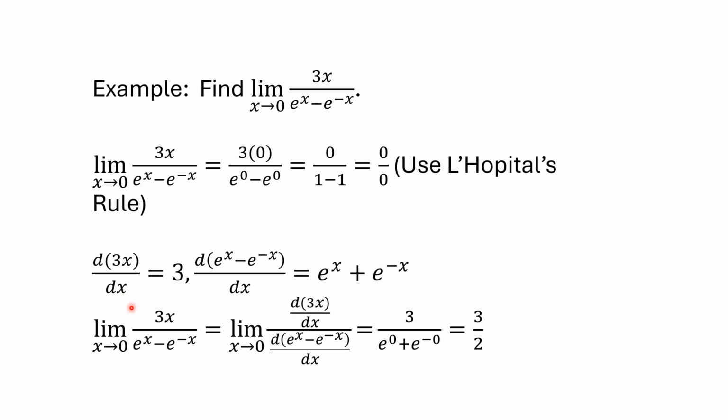The derivative of 3x with respect to x is 3. The derivative of e to the x minus e to the negative x dx is e to the x plus e to the negative x. So our original limit here is equal to the limit of the ratio of the two derivatives, which is 3 over e to the 0 plus e to the 0, or 3/2. Now we know this limit that we started with, x approaches 0, 3x over e to the x minus e to the negative x, is 3/2.